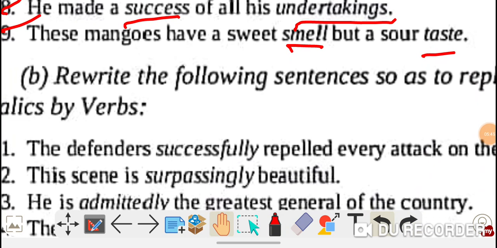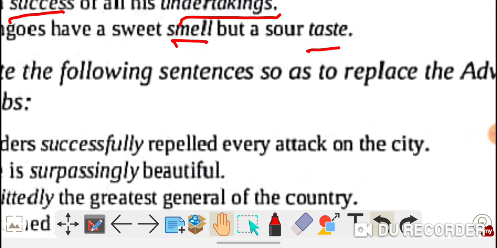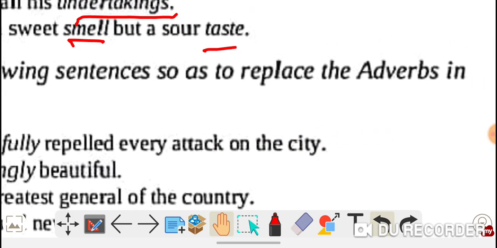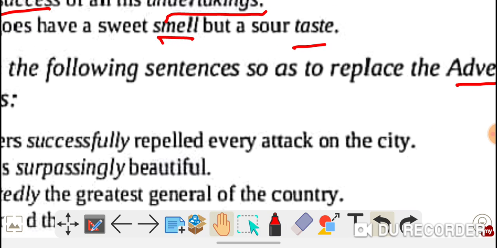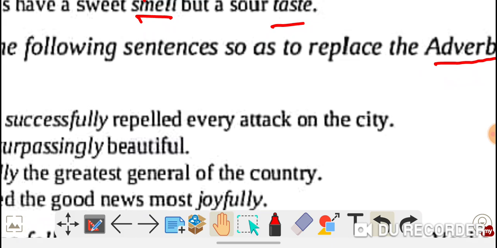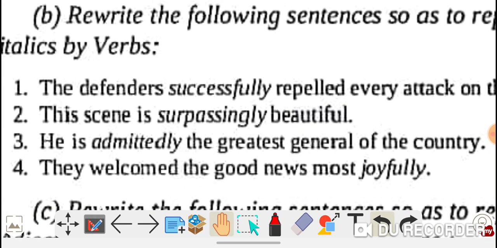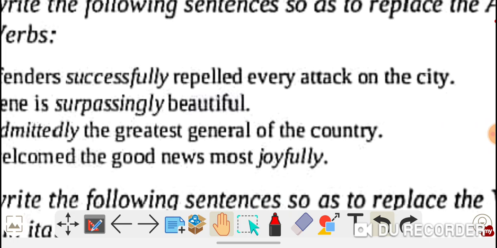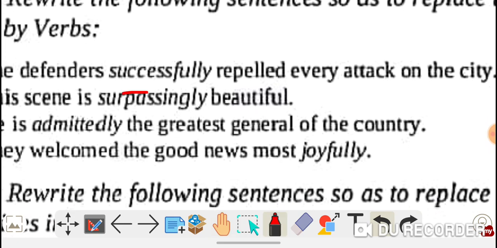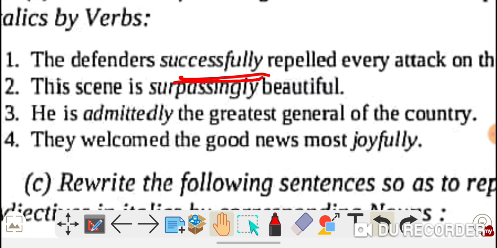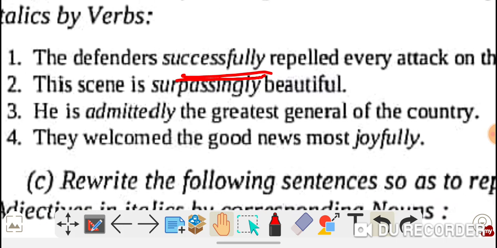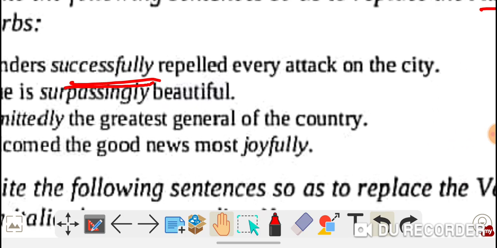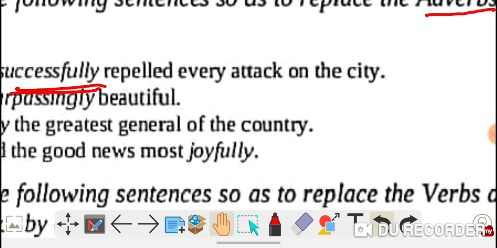Next, rewrite the following sentences so as to replace the adverbs in italics by verbs. So in these lines, the adverbs need to be replaced by verbs. The first one is: The defenders successfully repelled every attack on the city. Successfully is the adverb. So what is the verb form of successfully? Succeed. So the answer is, the defenders succeeded in repelling every attack on the city.